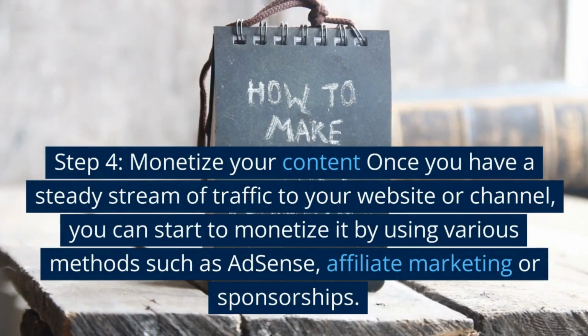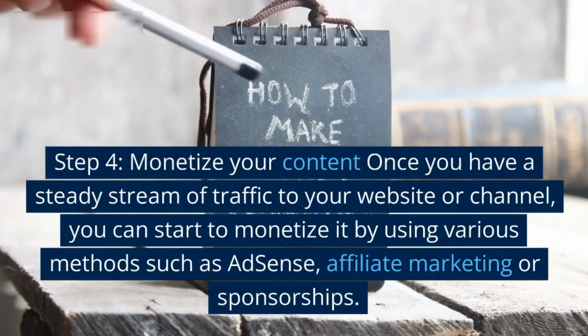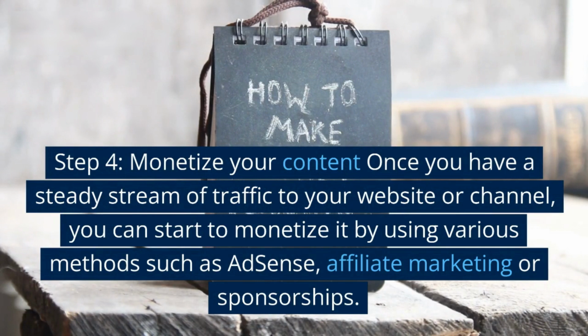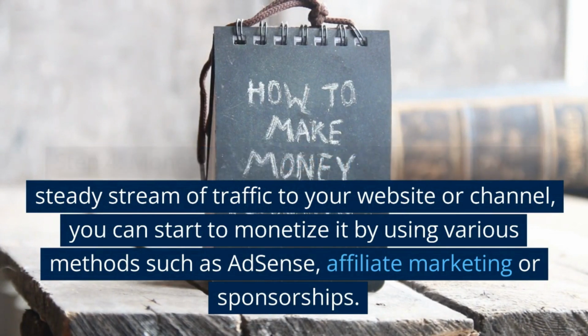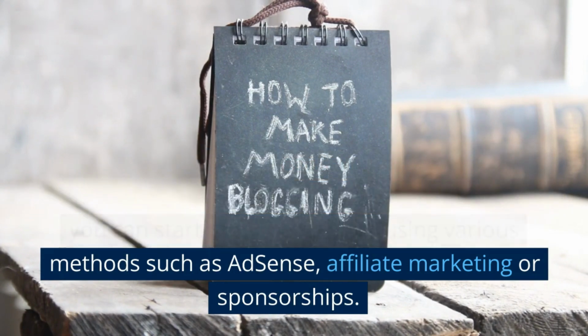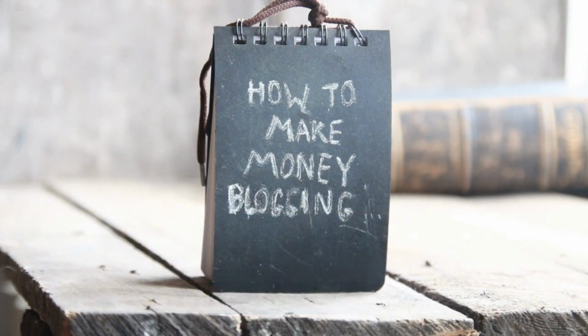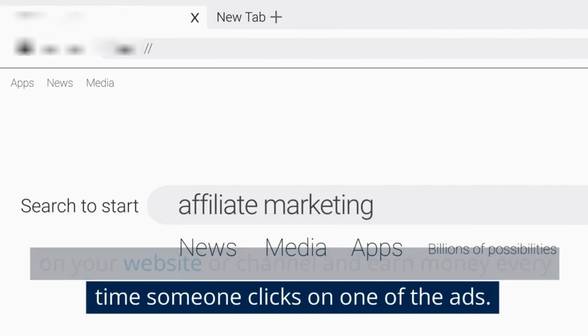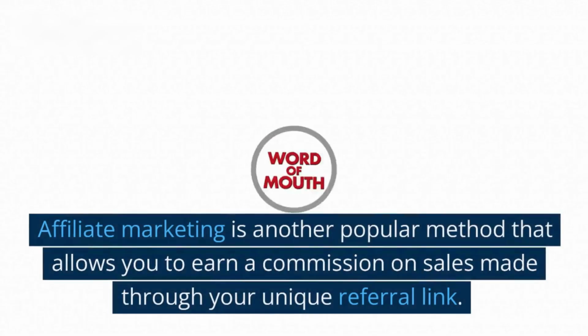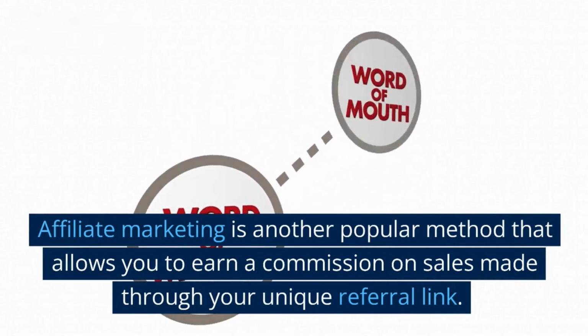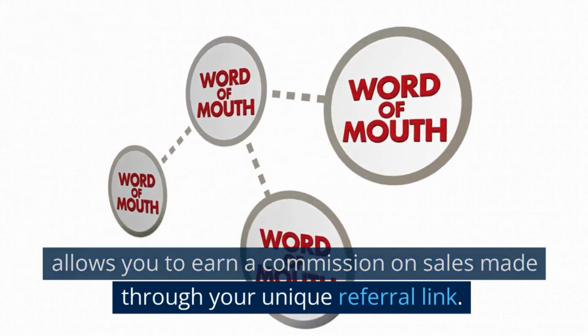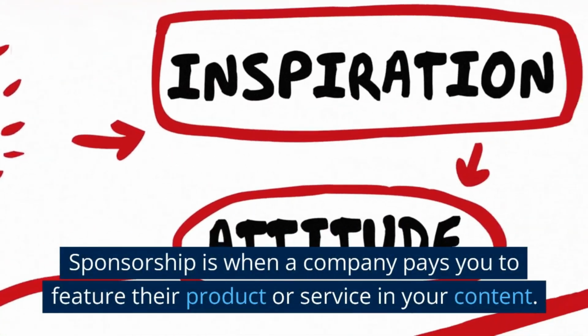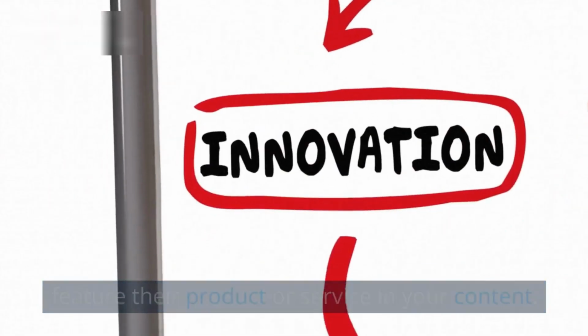Step 4. Monetize your content. Once you have a steady stream of traffic to your website or channel, you can start to monetize it by using various methods such as AdSense, affiliate marketing, or sponsorships. AdSense is a program that allows you to place ads on your website or channel and earn money every time someone clicks on one of the ads. Affiliate marketing is another popular method that allows you to earn a commission on sales made through your unique referral link. Sponsorship is when a company pays you to feature their product or service in your content.